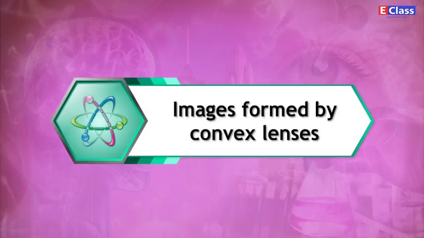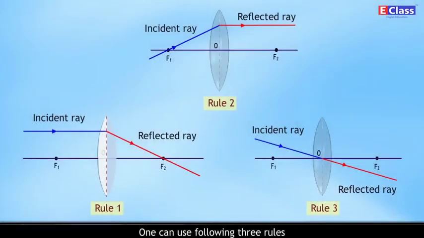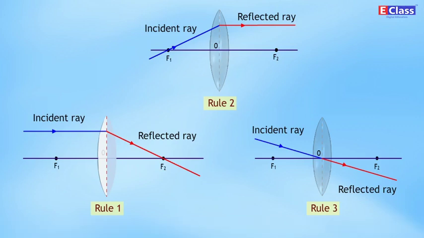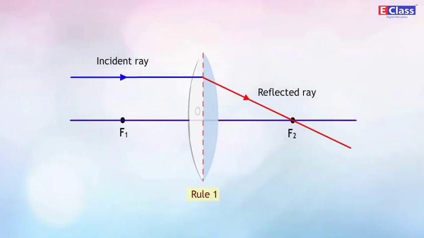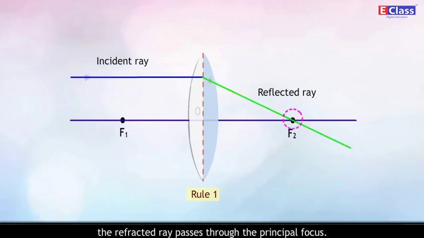Images formed by convex lenses. One can use the following three rules to draw ray diagrams of images obtained by convex lenses. Rule 1. When the incident ray is parallel to the principal axis, the refracted ray passes through the principal focus.